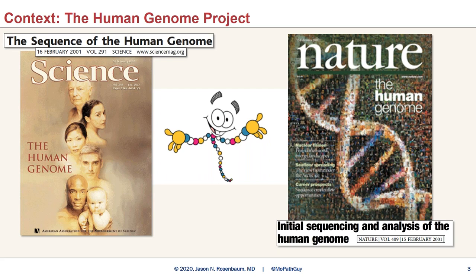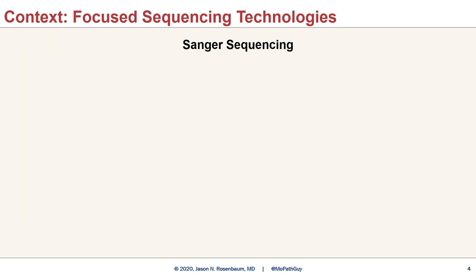The Human Genome Project was a massive undertaking. The idea at the time was to catalog all 3 billion base pairs of the human genome and establish a reference sequence against which individuals could be compared. The best tool available at the time was Sanger sequencing.